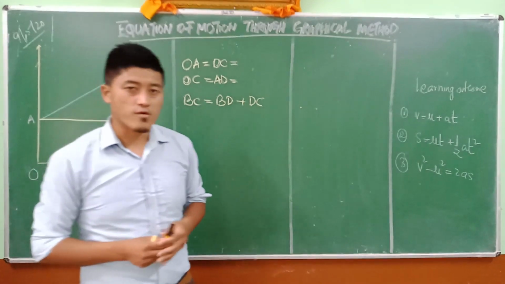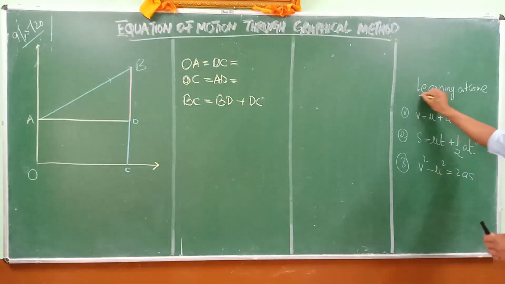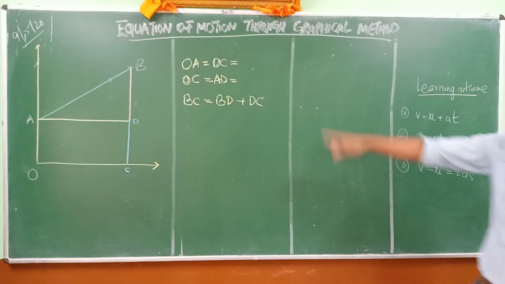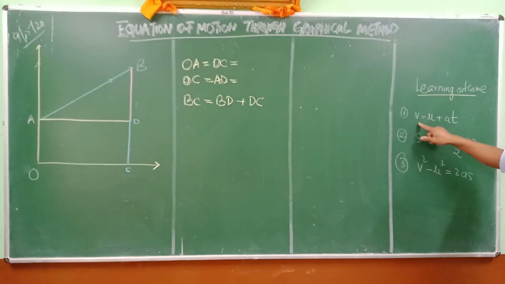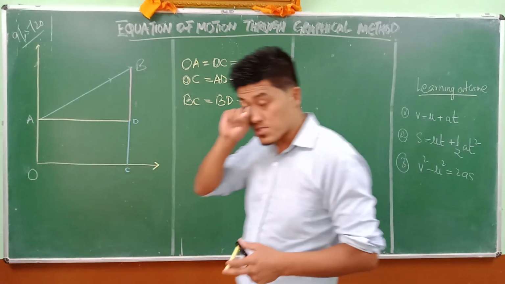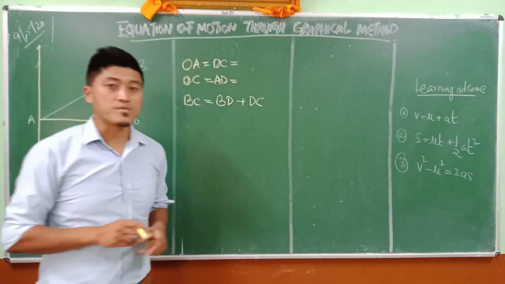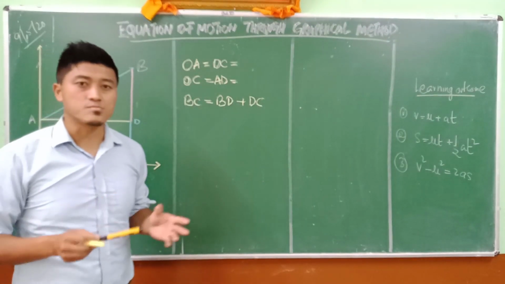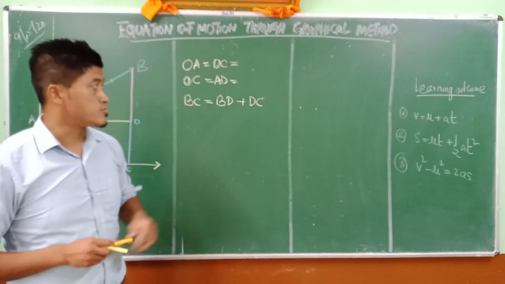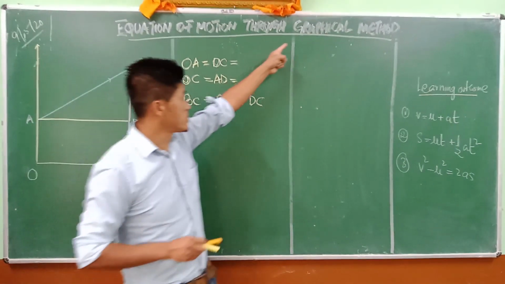So today for our learning outcome, we have three equations which we used to call the equations of motion. That is v is equal to u plus at, the second one is s is equal to ut plus half at square, and the third one is v square minus u square is equal to 2as. Now these three equations are quite important from the perspective of the chapter motion itself. So we have to derive these equations through the graphical method.